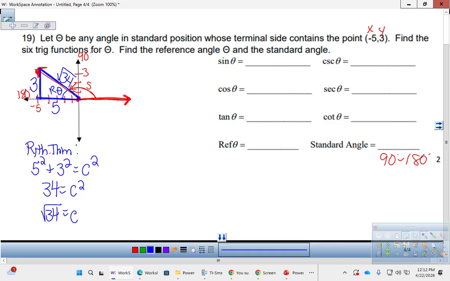So let's think about what we know about sine of theta. Well, sine is opposite over hypotenuse. Cosine is adjacent over hypotenuse. Tangent is opposite over adjacent. And then their reciprocal functions are just those things flipped.